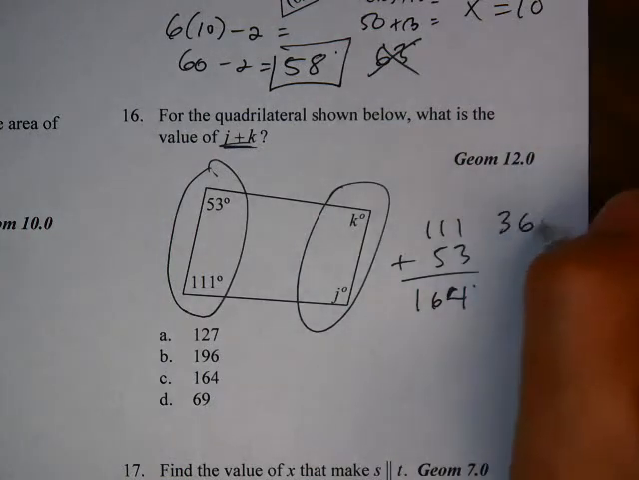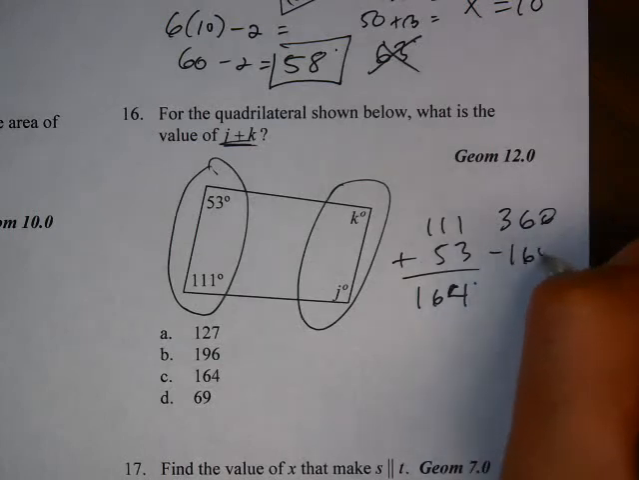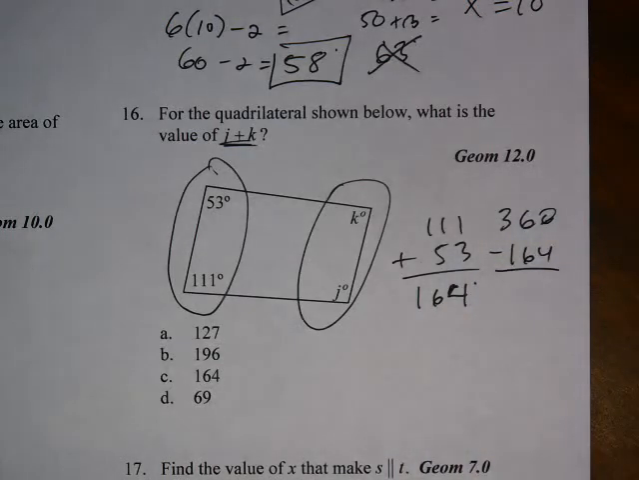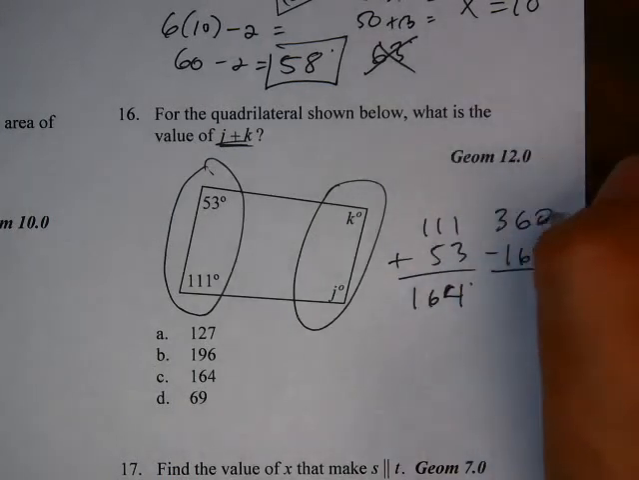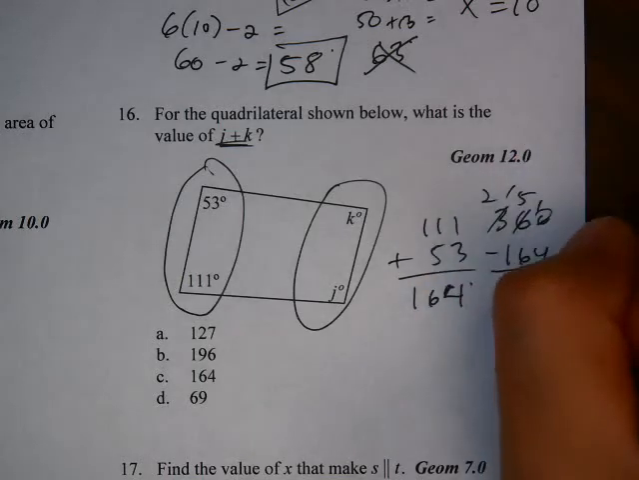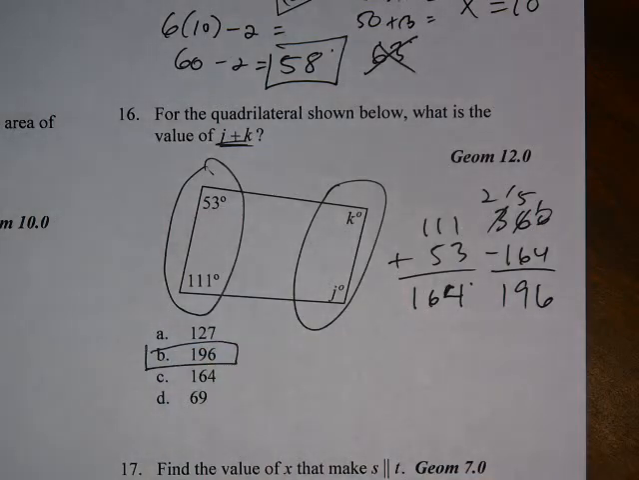So what we have to do now is we have to take this 164 and subtract it from the total in the quadrilateral, which is 360. That gives us 196, which means our answer for 16 is B.